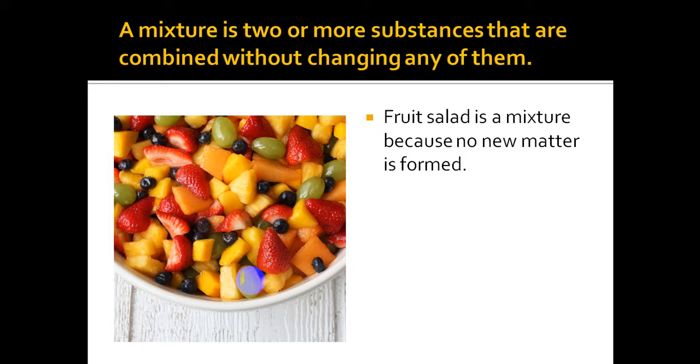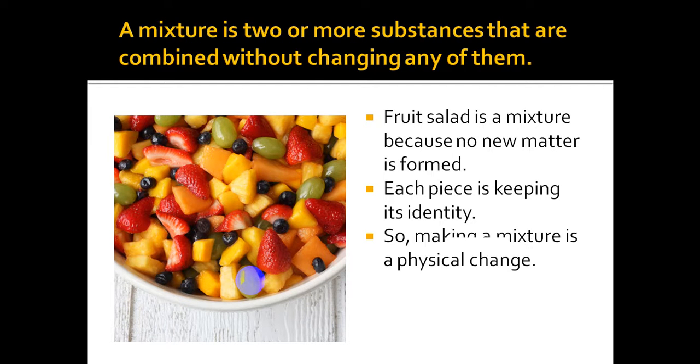Why? Because no new matter is formed. Each of its components keeps its own identity. Each piece is keeping its identity. So making a mixture is a physical change because some physical properties changed here. The size and the shape of each of these fruits.